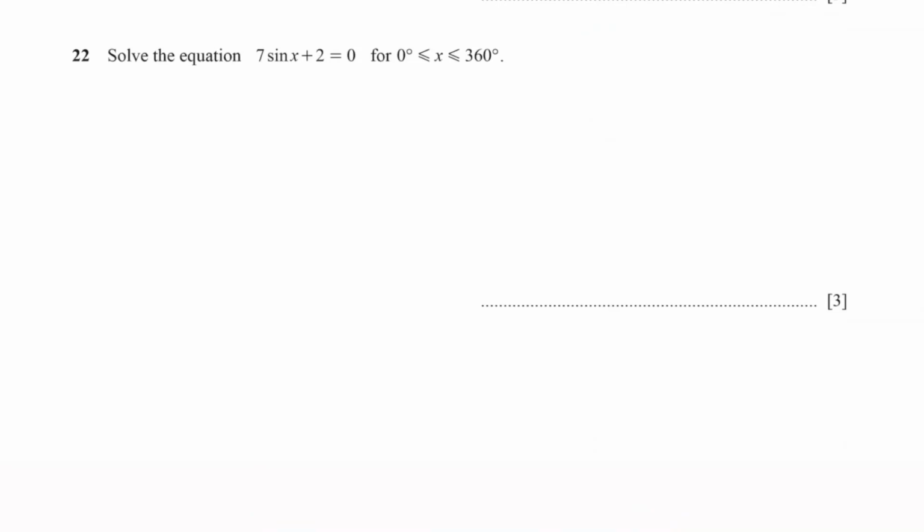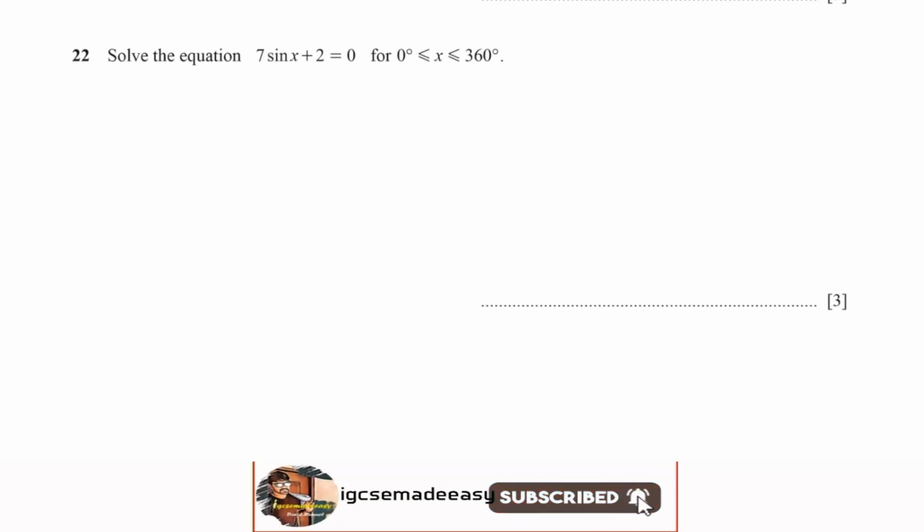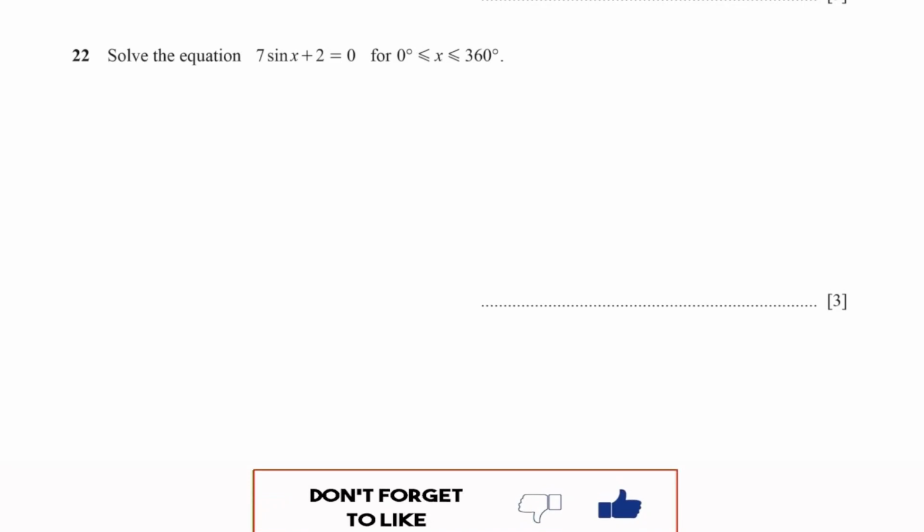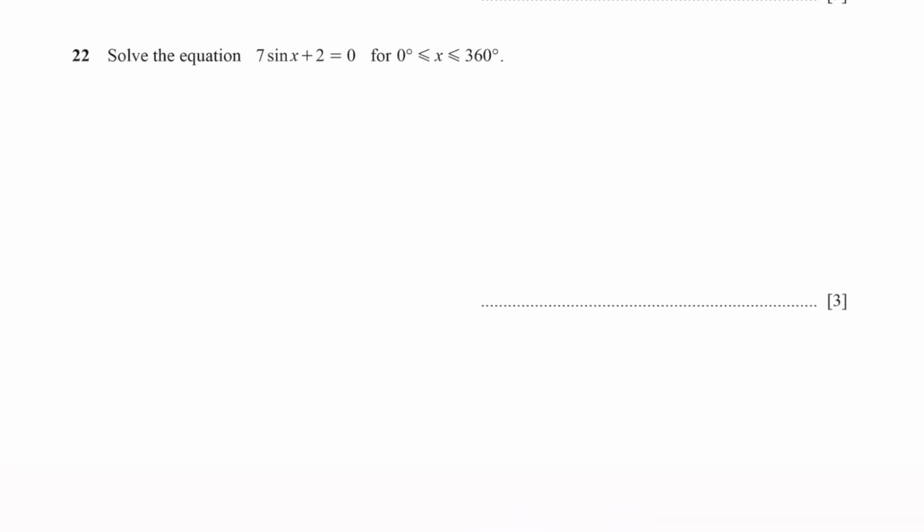Question number 22: solve the equation, and the value of x should lie between 0 and 360. So let's first write the equation, that is 7 sine x plus 2 equals 0. When I shift this 2 to the other side, it will be equal to minus 2. One of the values of x we can get from this equation itself. So sine x will be equal to what? Minus 2 by 7, right? And the value of x will be equal to what? Sine inverse of minus 2 by 7.